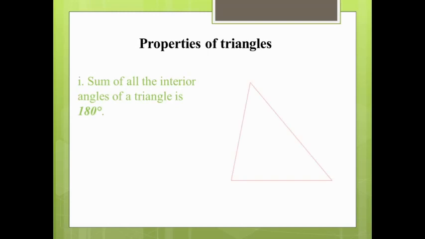It means if we have a triangle ABC and let the angle at A be x degrees, the angle at B be y degrees, and that at C be z degrees, then the property tells that the sum of x, y and z is 180.